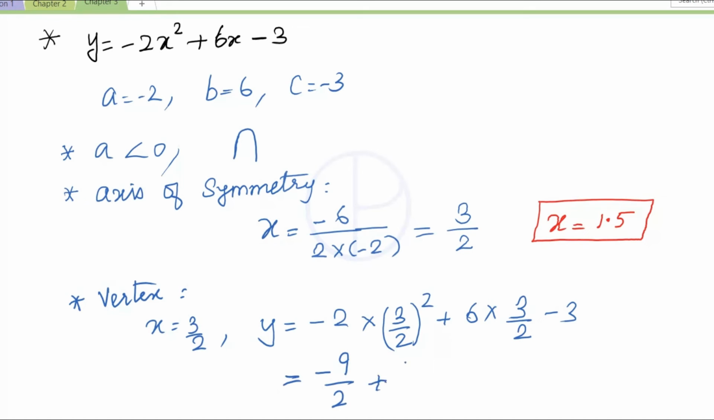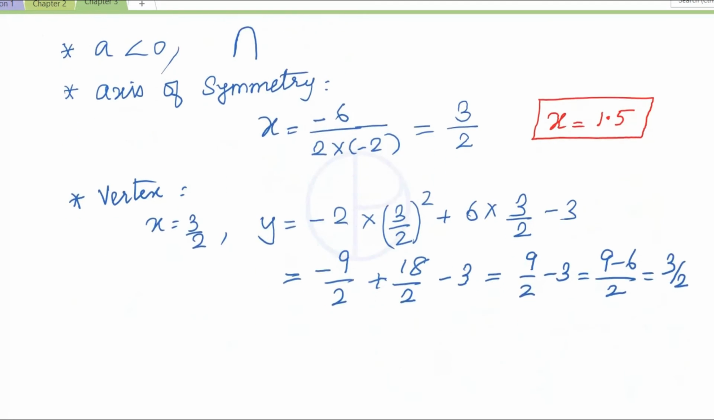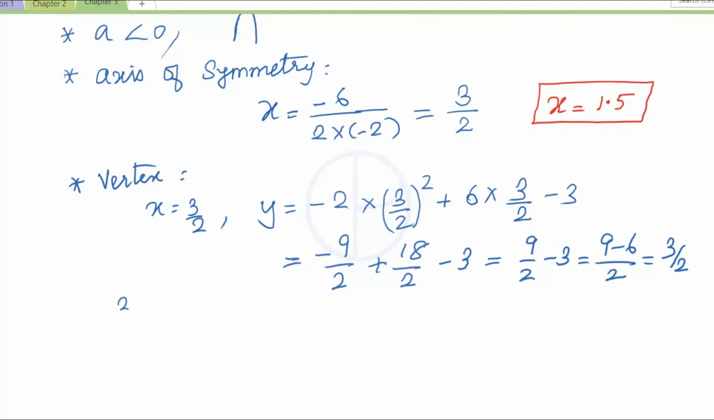And this is 18 over 2 minus 3. Negative 9 over 2 plus 18 over 2 gives positive 9 over 2 minus 3. Take LCM. 9 minus 6 gives 3 over 2. So the vertex y coordinate is also the same. So (3 over 2, 3 over 2) is the vertex.